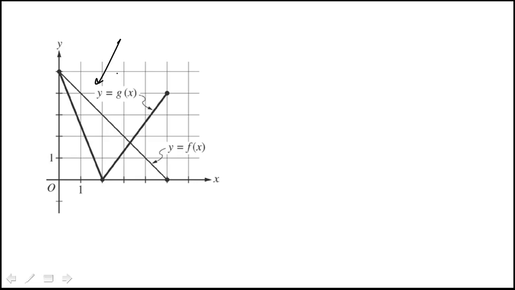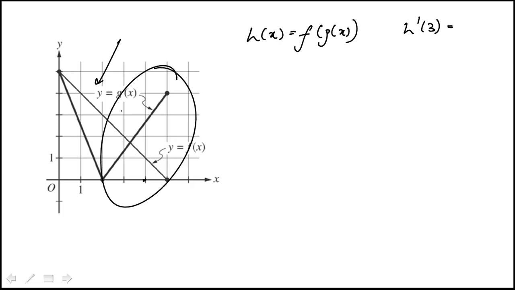So here we're given these piecewise linear functions, and we have a composite function, and they're asking you to find the slope at h of 3. So really, we're looking at this point, so this region, so we can ignore this part. We're only going to deal with these two linear pieces.